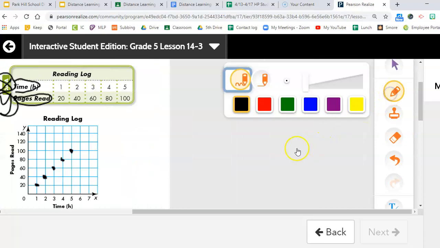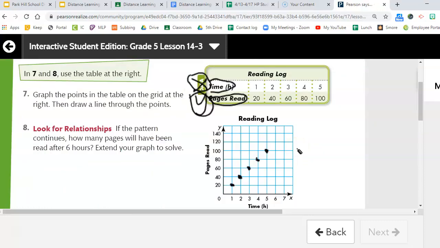Okay, it said to draw a line through the points. So I'm actually going to start at 0 because it didn't just start here. You had to actually read. And when you're not reading, you start at 0. So I'm going to start there and I'm going to draw a line all the way up. My line's a little squiggly, but you get the point. When you do these on a coordinate grid, you actually draw an arrow to show that the line would keep going.